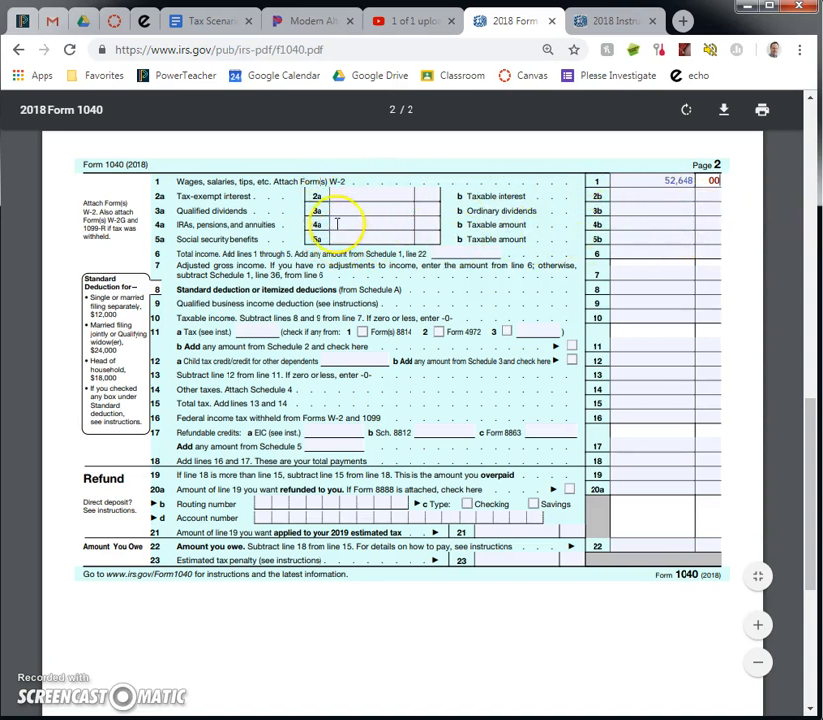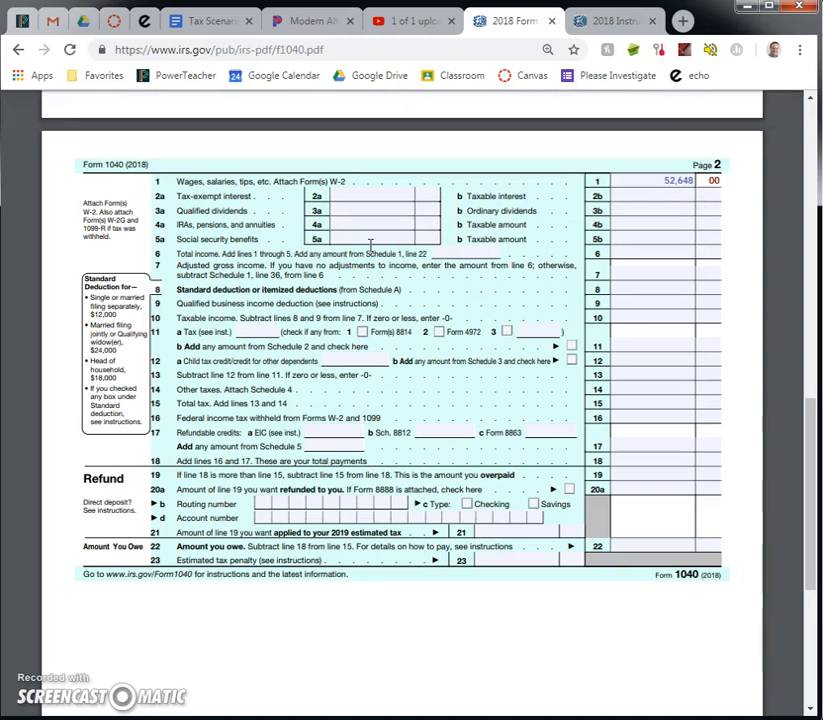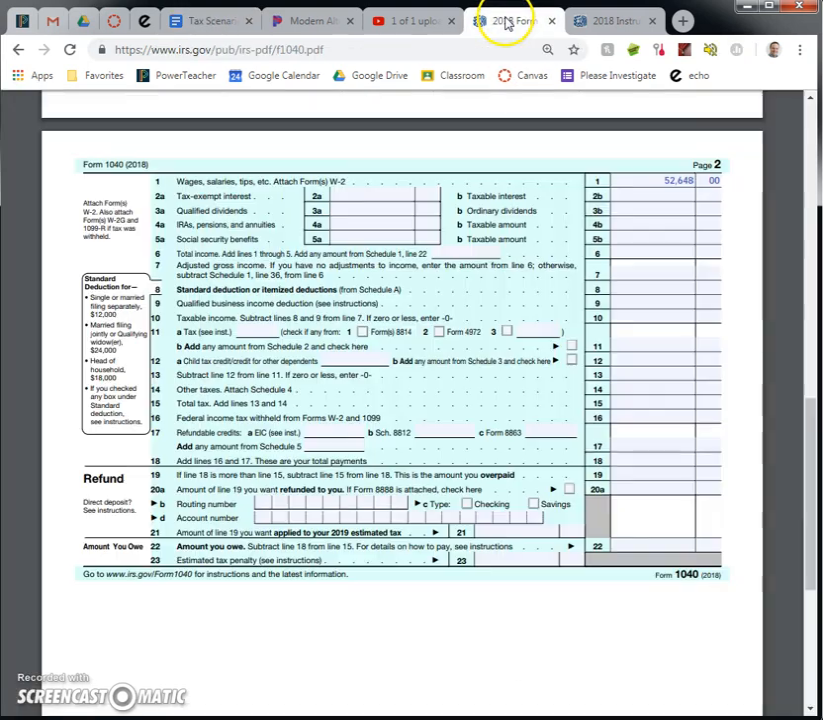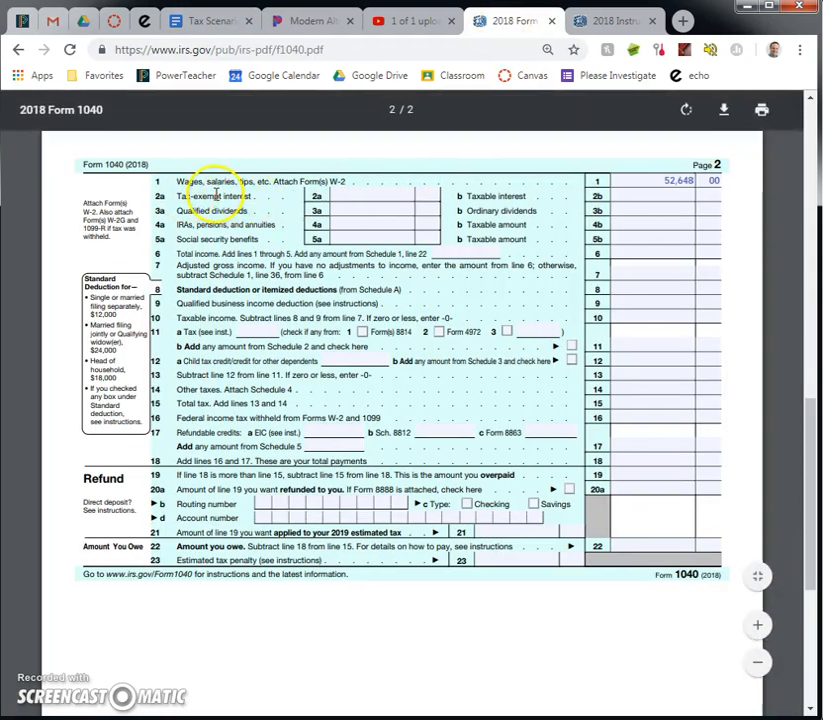Now, when we were doing Marty's tax return, all of these were zero because he was a high school student and he wasn't earning any additional money. However, I think Marcus's situation is slightly different. You can see in the second hint, it says Marcus does have a savings account. He earned interest of $51.14. So that goes right here in this tax-exempt interest.